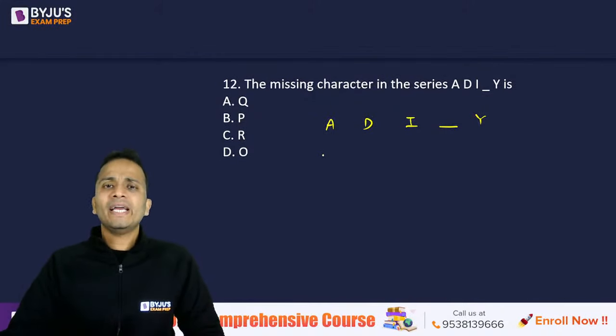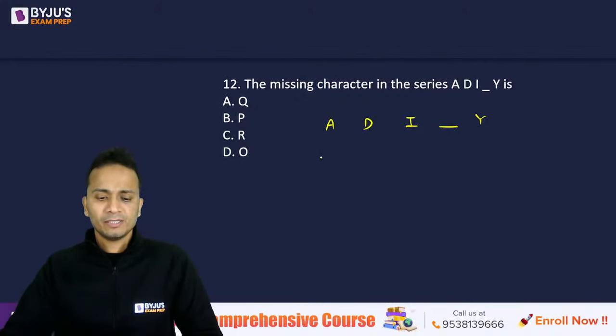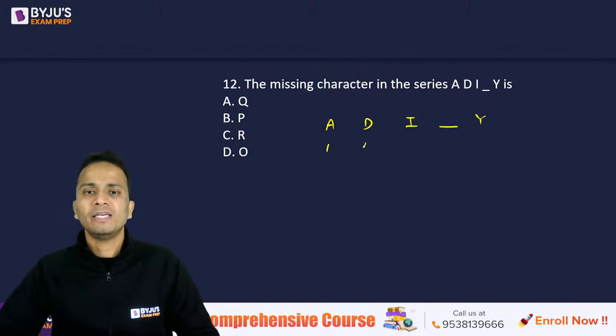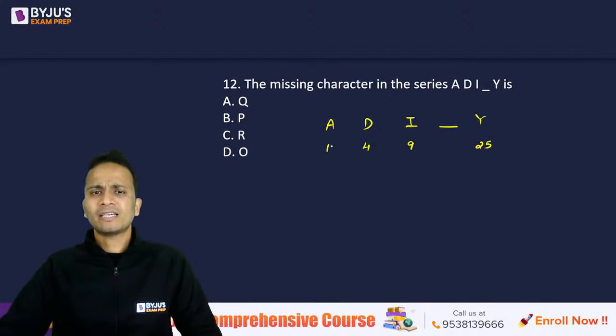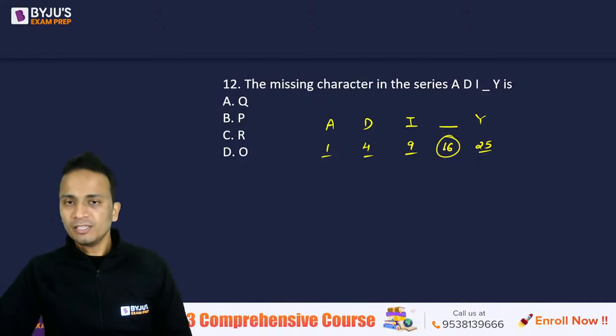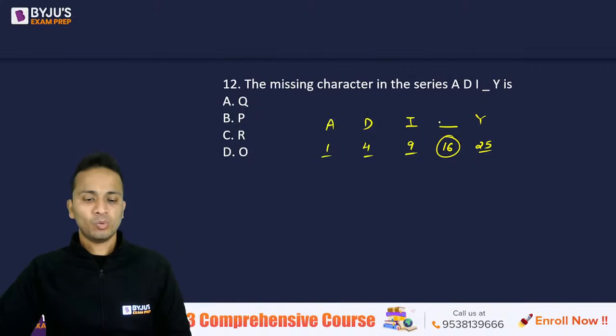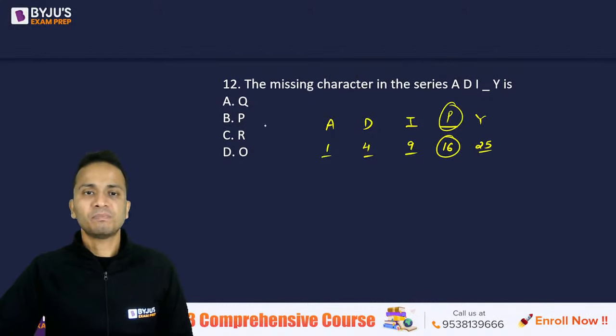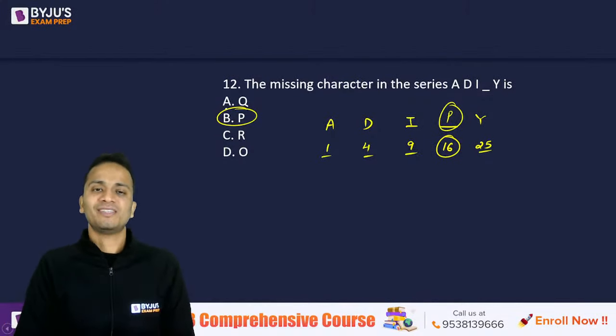In such type of questions, what I generally do is I write the number equivalents of all the alphabets. Number equivalents yaad hone chahiye, and this is the method using which you can easily find the answer. So A stands for 1, then D is 4, this is 9, and Y is 25. Okay, so the relation that can be established here is all these numbers are perfect squares. So 1, 4, 9, and 25, these are perfect squares. So the blank should be filled by the number 16. Okay, 16 ke equivalent, what is the alphabet against 16? So 16 ke against kya hota hai? It is P, and the correct answer should be option B.